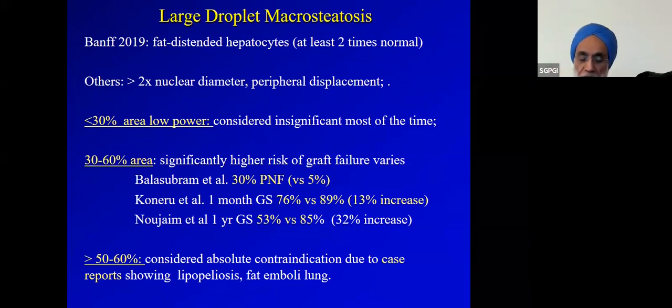And with more than 50% or 60%, people probably would just not use it because there is a high incidence of the fat just breaking down and clogging the sinusoids. It's called lipopeliosis. I will show you that. You can even get fat emboli. If you have a lot of fat, there's necrosis, you can get fat embolism.